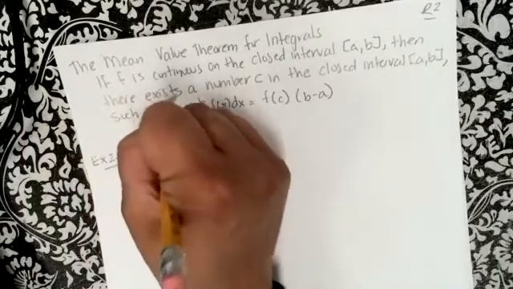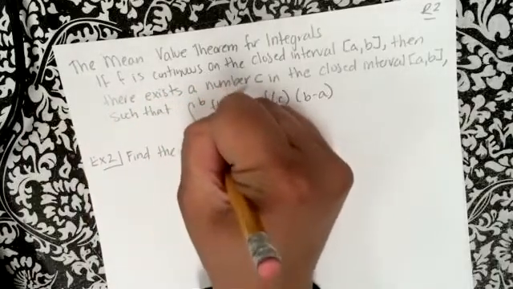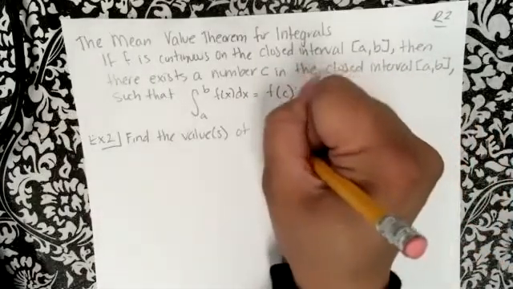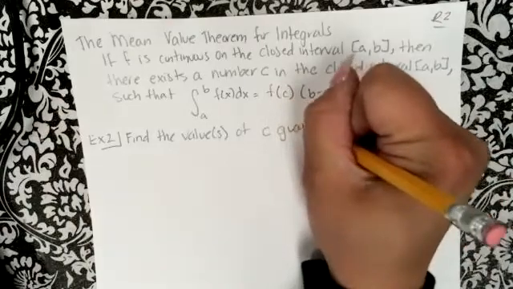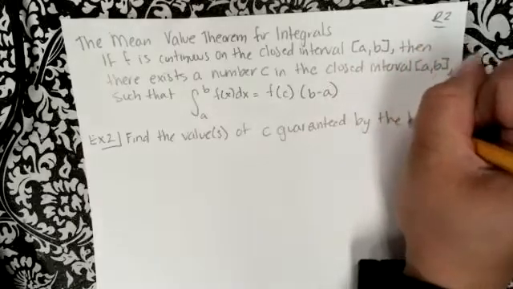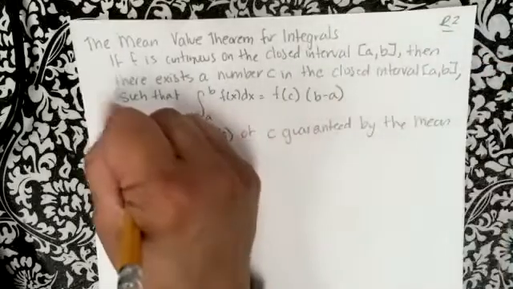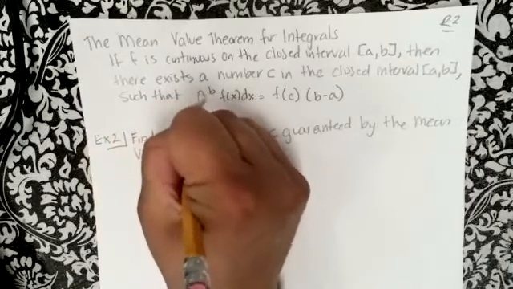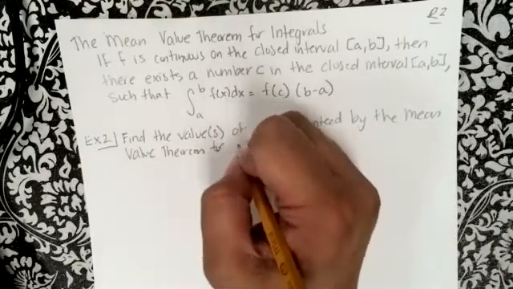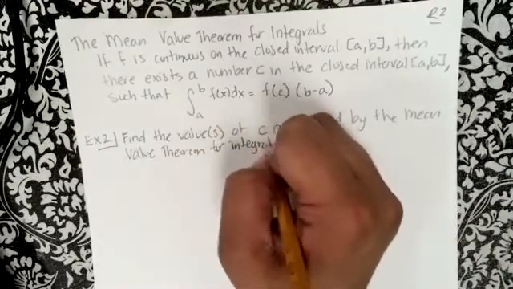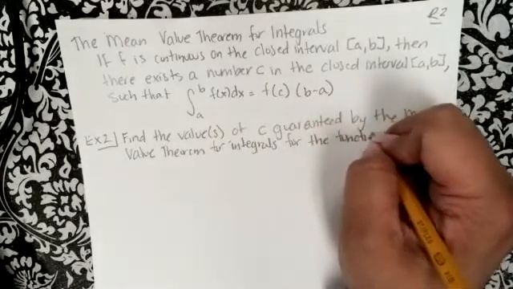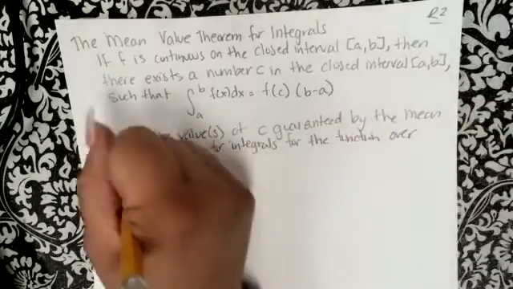So in example 2, we're going to find the value or values of c that guarantee that by the mean value theorem. So right there, that tells me I'm going to use this formula for integrals for the function over the given interval.